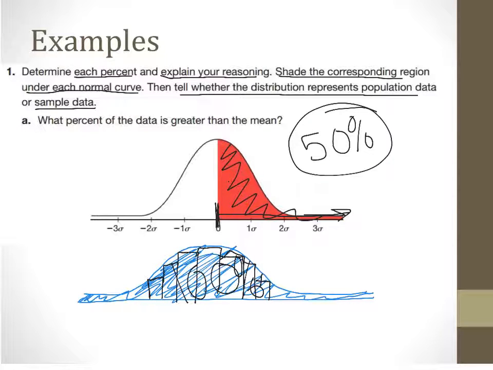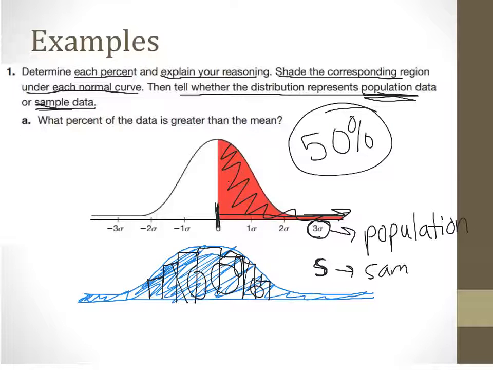As far as whether this would be a population example or sample data, remember that we defined standard deviation as sigma, and sigma always implies population. If it were a sample, remember that that is labeled with an S. So S is sample, sigma is population.